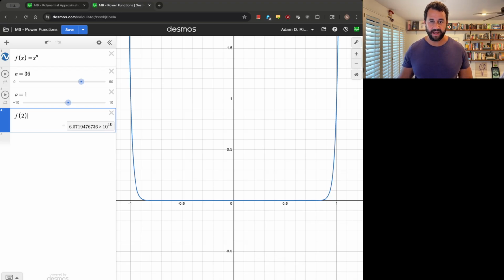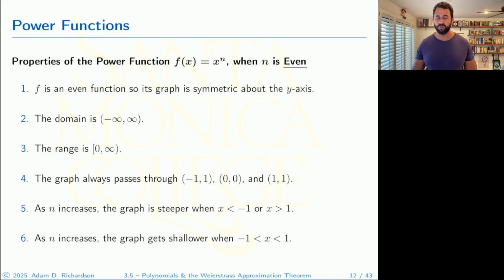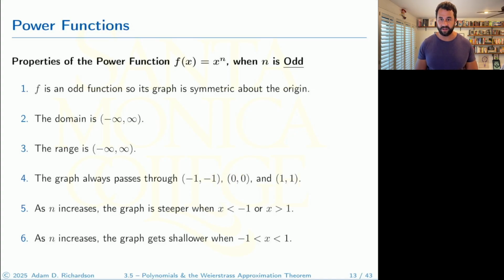All right. Now, let's compare that to when the power is odd. So when n is odd, the graph is similar, but it's going to behave very much like x cubed, right? Instead of x squared, it's going to be like x cubed. I'll prepare this one. Let's make it degree 37. Okay, and then back to this. So when f is odd, it's symmetric about the origin. So when this power is odd, it's symmetric about the origin.